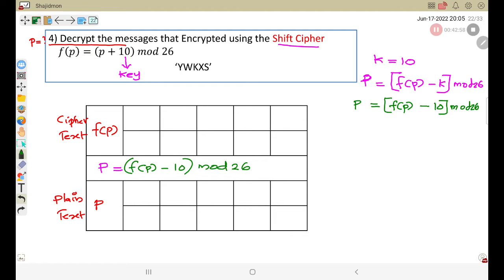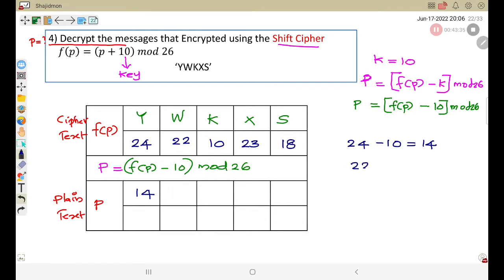Now start from the question. What is the message here? Y, W, K, X, S. Now Y means what is the letter? Number 24. W is 22. K means 10. X means 23. S means 18. Now first, F of P minus 10. First F of P number 24 minus 10. 24 minus 10 means 14. So we can write 14 here.